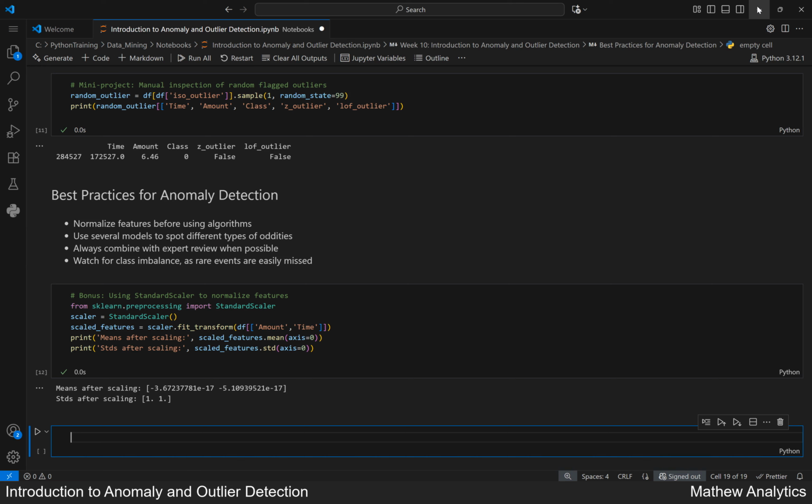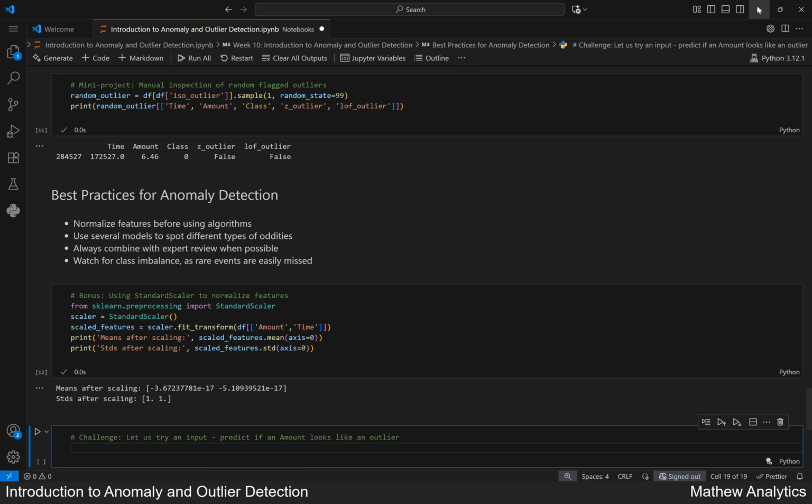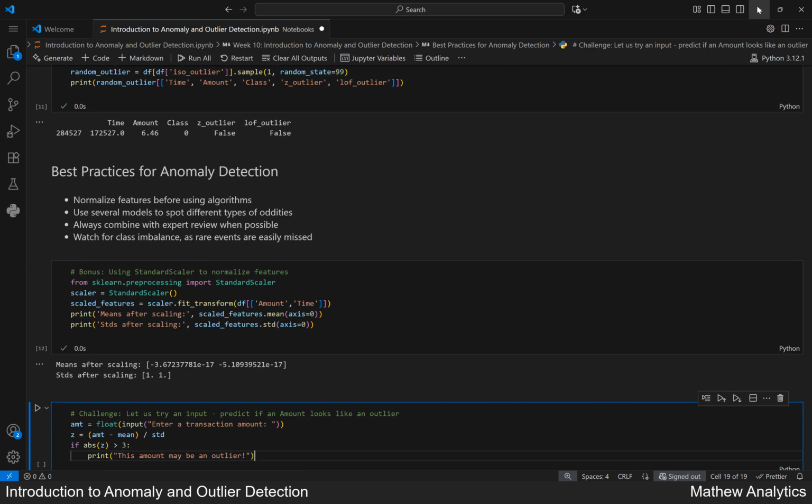Let us interact. Enter a made-up amount to test if the z-score rule sees it as an outlier. This is a comment explaining the challenge of predicting if an amount is an outlier. We ask the user to enter a transaction amount and convert it to a float. We calculate the z-score of the entered amount using the known mean and standard deviation. We check if the absolute value of the z-score is greater than 3 to identify outliers. If the condition is true, we print a message that this amount may be an outlier. Otherwise, we print a message stating the amount looks normal.